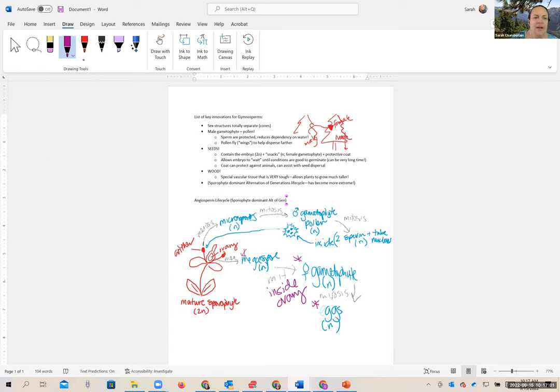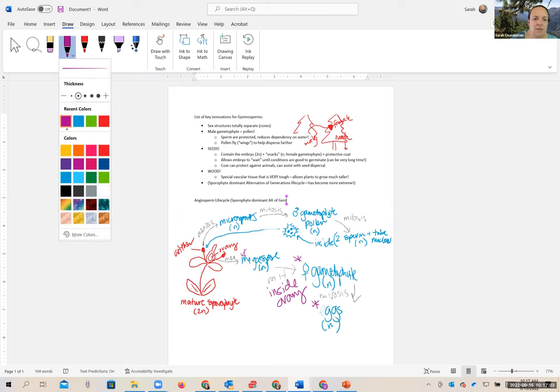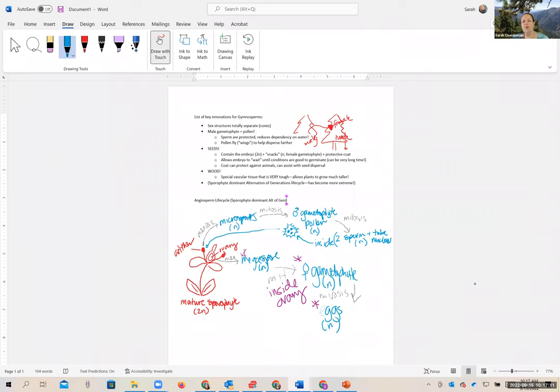Okay, all right, now it's time. So our sperm gets released. I didn't say that correctly. What should I have said? What is actually getting released from the male bits? Pollen. Very good, which is the male gametophyte. So the pollen gets released. How does the pollen make its way over to the egg?